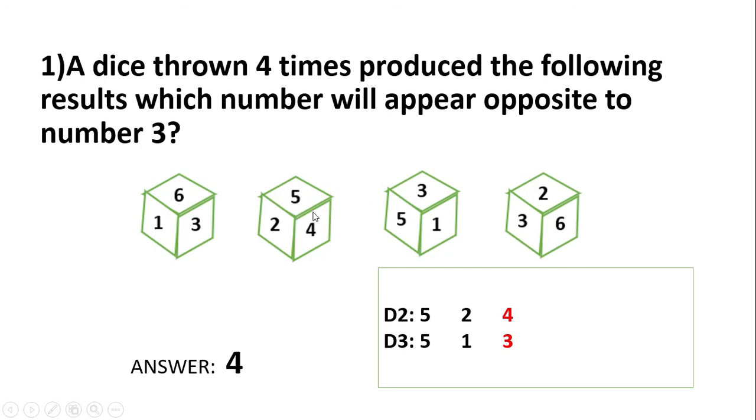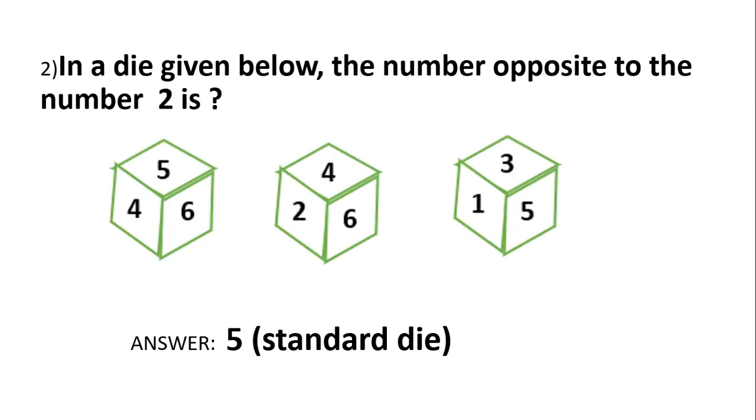Starting from 5, I have written in anti-clockwise direction, that is 5, 2, 4 from the second die, and starting from 5 anti-clockwise direction once again 5, 1 and 3. So here I have written the opposite side of 3 is 4. You'll be easily able to identify. Then the next question. In a die given below, the number opposite to the number 2 is. So it is a standard die. So the number opposite to 2 is 7 minus 2, that is 5.